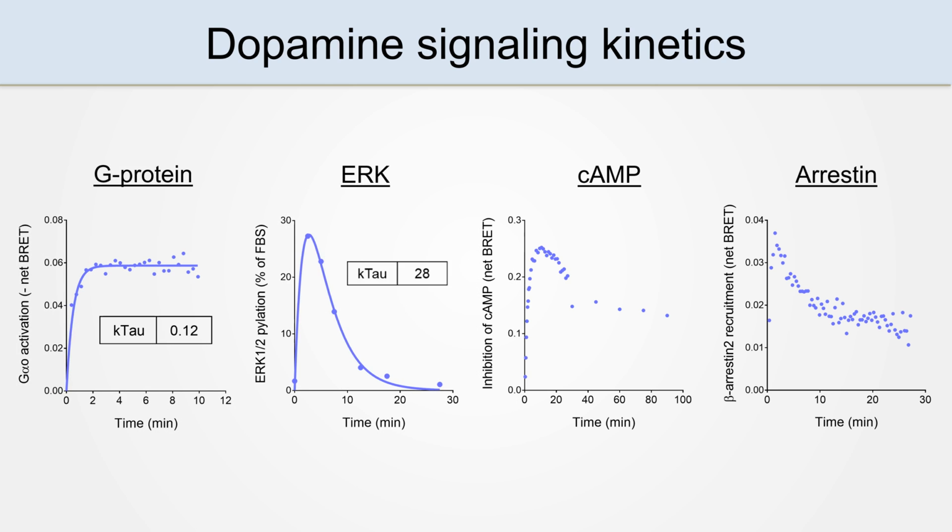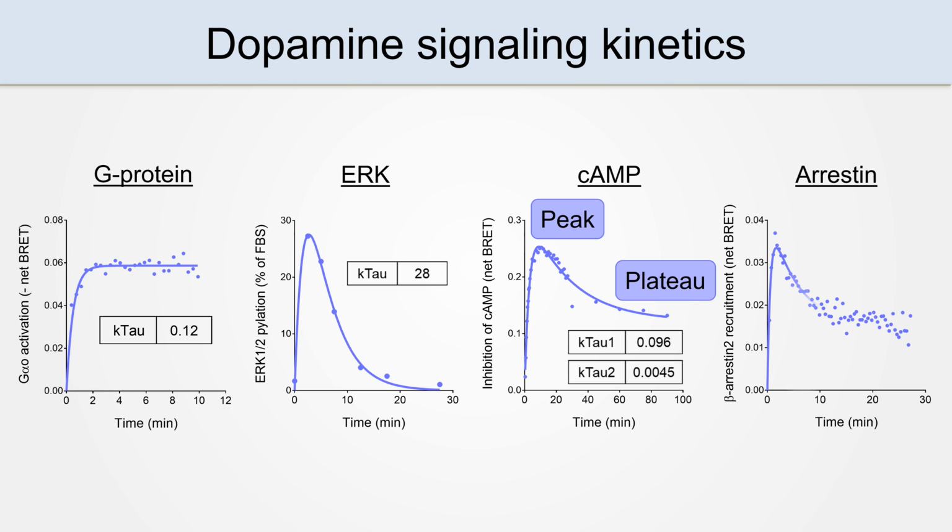Here's the fit to the bell-shaped ERK data, and here is the fit to the cyclic AMP data. Note there are 2 components to the cyclic AMP response, one being the fast peak response and the other being the prolonged plateau. This peak and plateau model also applies to arrestin recruitment.